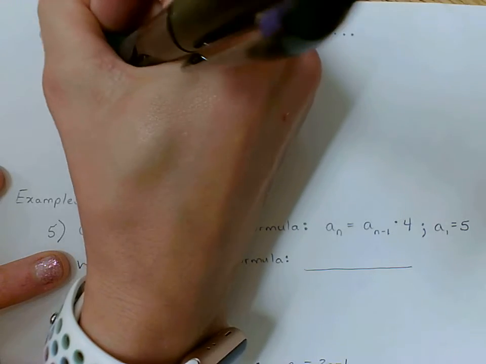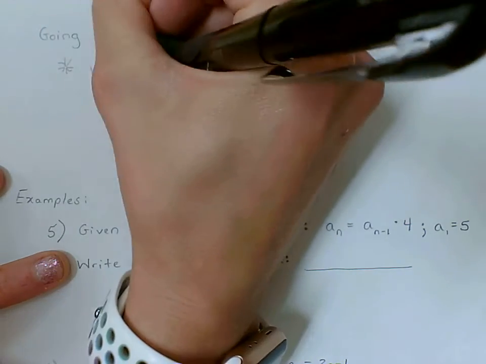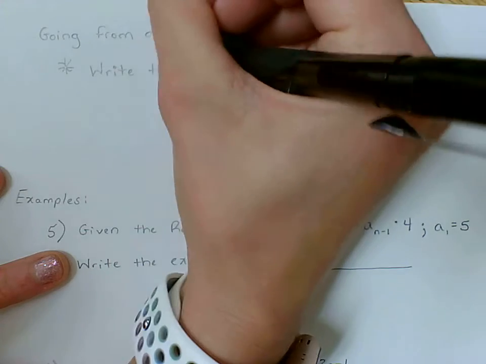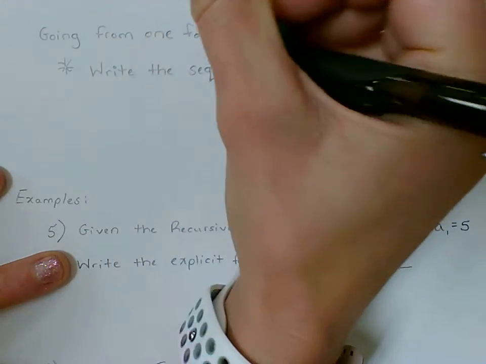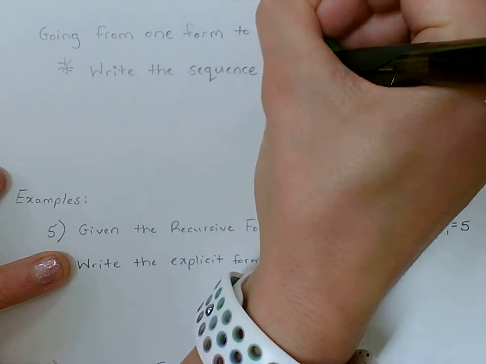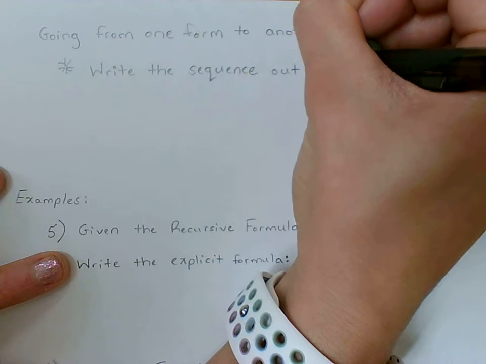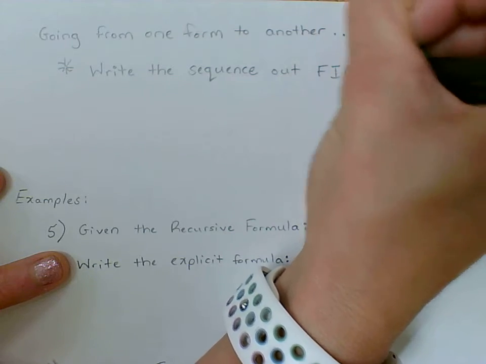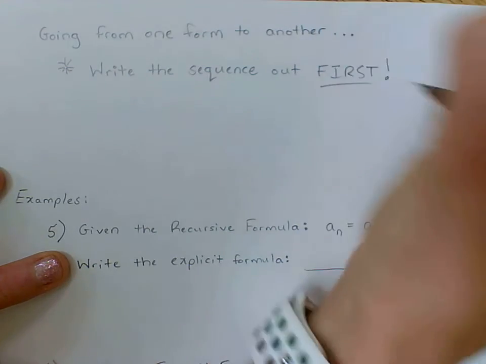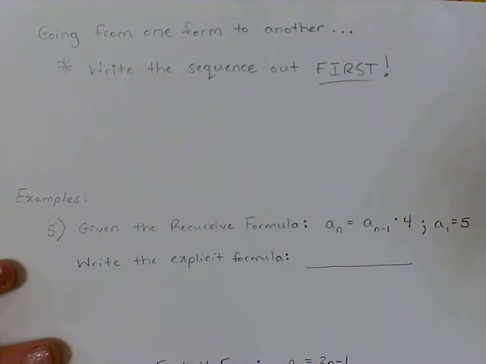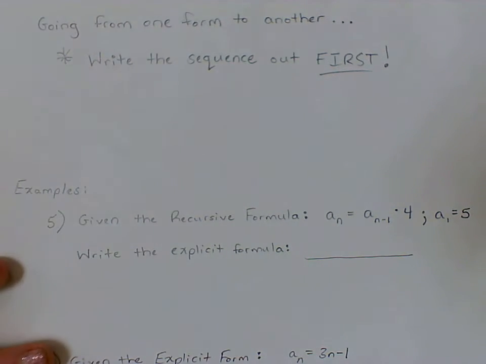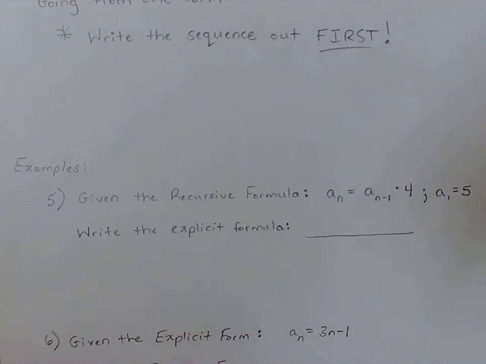So you are going to use whatever form they give you to write the sequence out. Write the sequence out first. That's the thing you need to remember with those problems. Okay, so write the sequence out first. Make sure you get that down, okay? And that will save you a whole lot of time and frustration. We're just going to work through a couple examples of how to do this, and then hopefully that'll help as you work without me, okay?